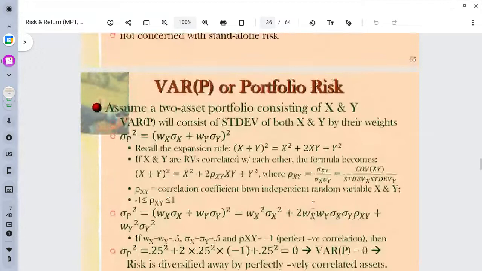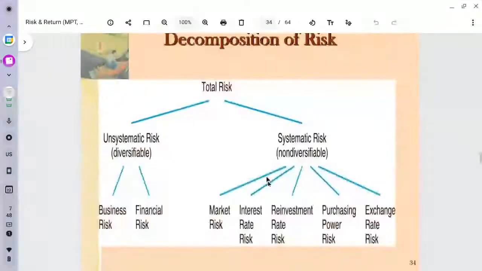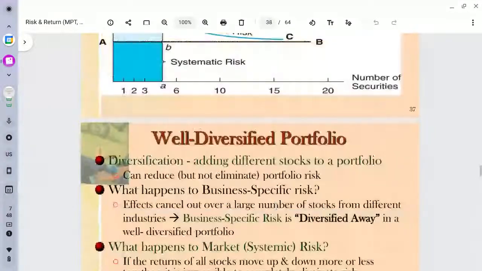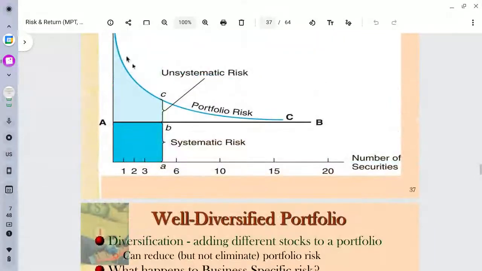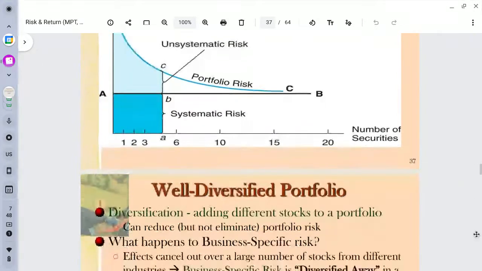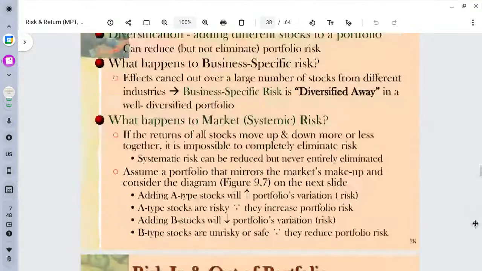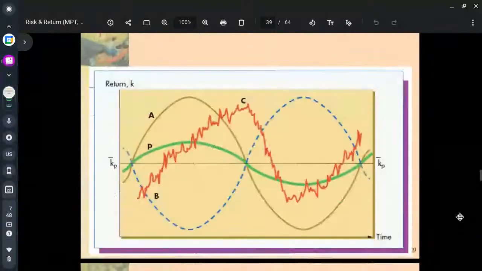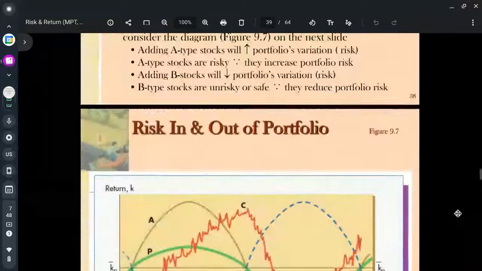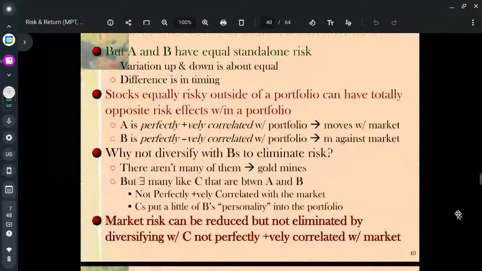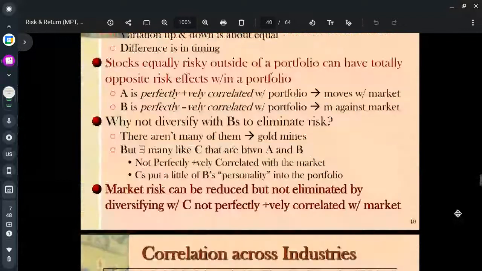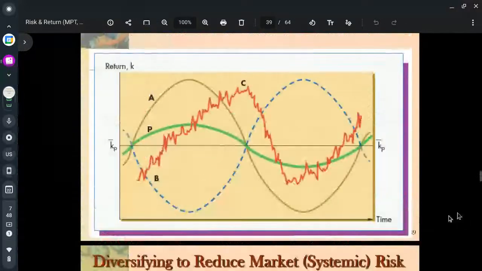What does that mean? If that is the case, this will be completely 0. The systematic risk will remain, but unsystematic risk will be completely wiped out. So we can reduce the risk of the portfolio significantly, greatly, right? But in reality, once again, it's almost impossible to find a perfectly negatively correlated stock.